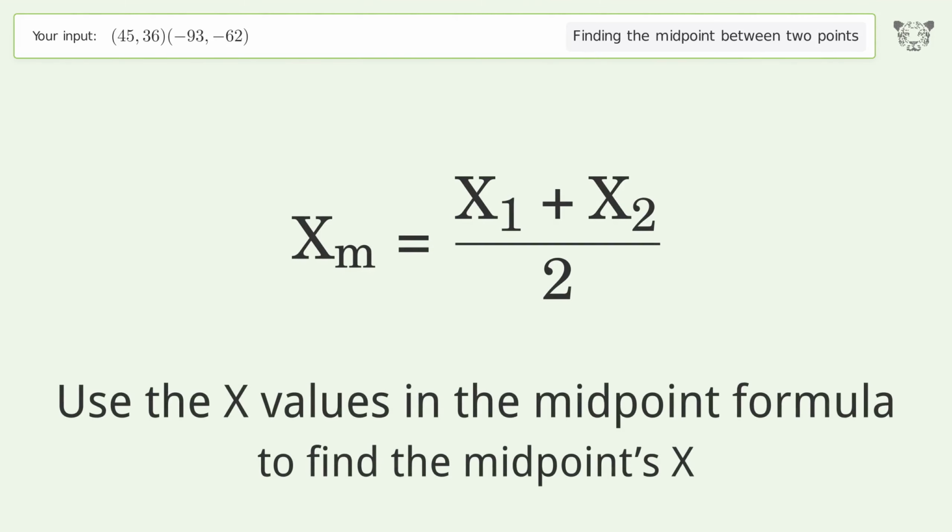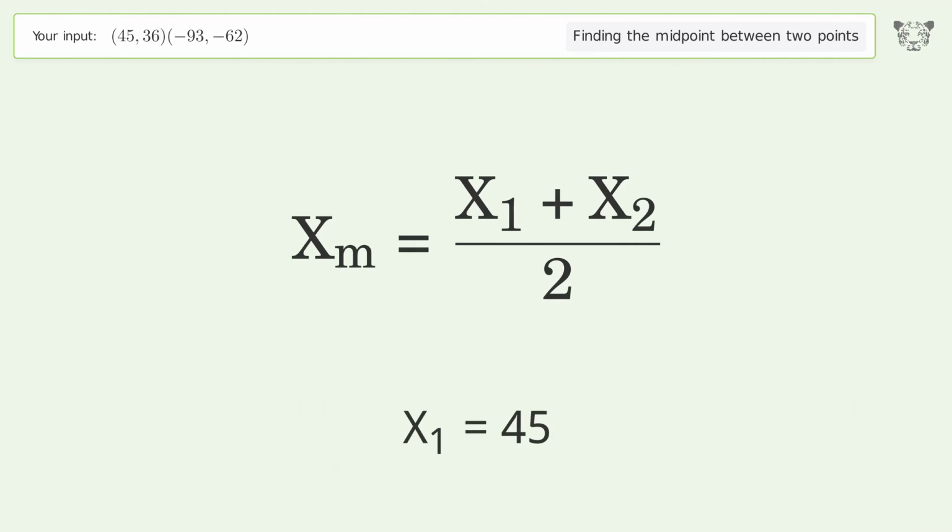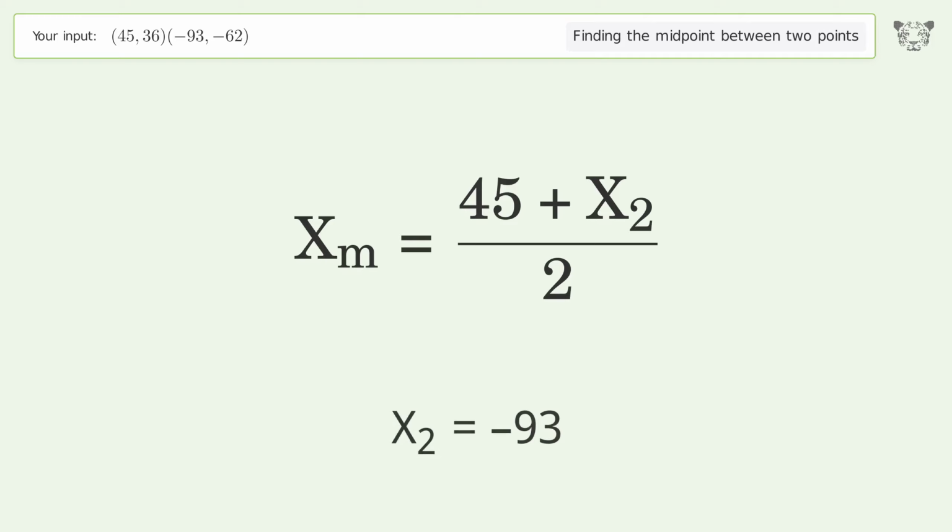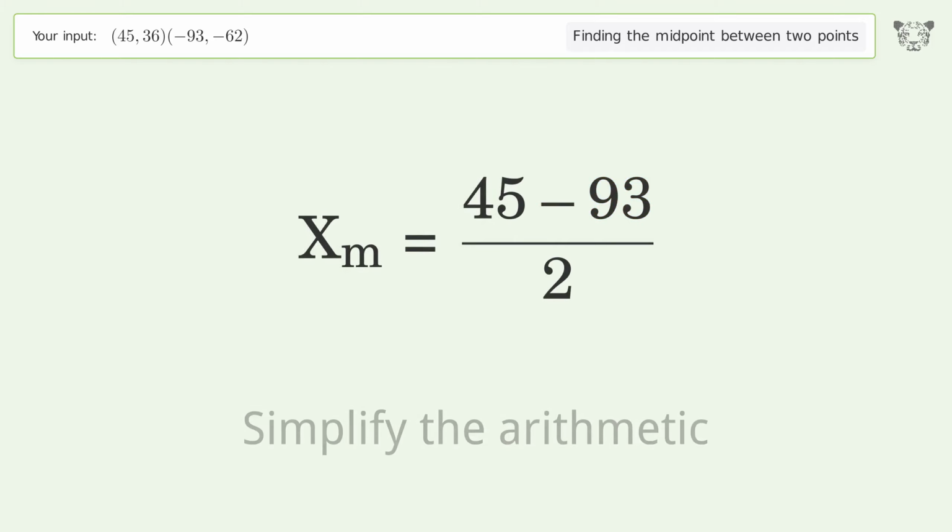Use the x values in the midpoint formula to find the midpoint's x. x1 equals 45. x2 equals -93. Simplify the arithmetic.